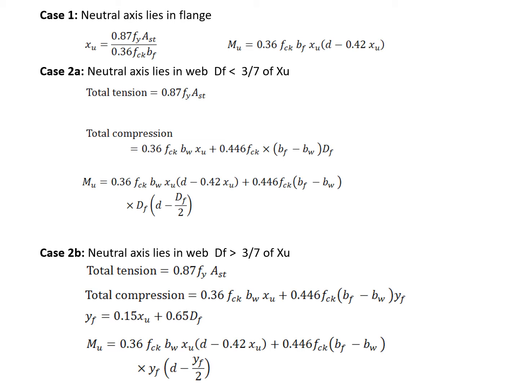Case 1, neutral axis lies in flange. Case 2a, neutral axis lies in web, not in flange, that is below the flange, but df, the depth of the flange, is less than 3/7 xu. Now 3/7 xu represents the vertical part of the stress diagram, and case 2b is neutral axis lies in the web, that is below the flange, but df is greater than 3/7 of xu. So for these three cases I'm going to show you three problems.